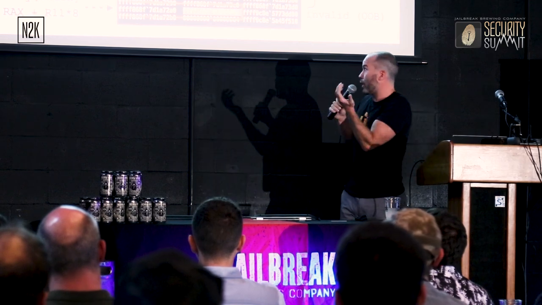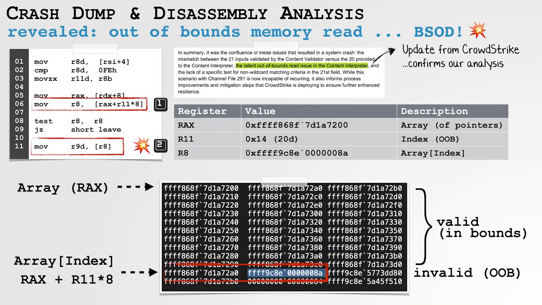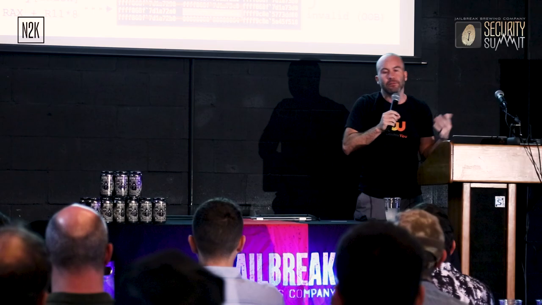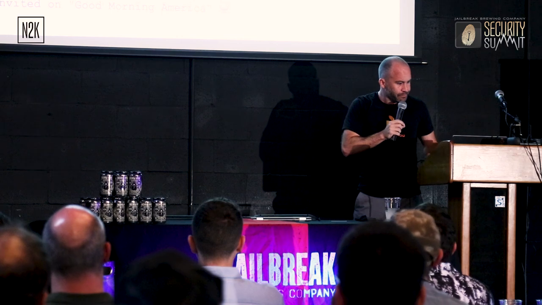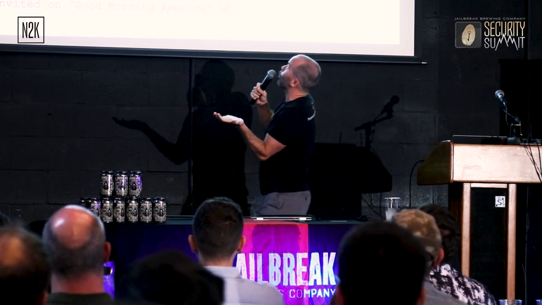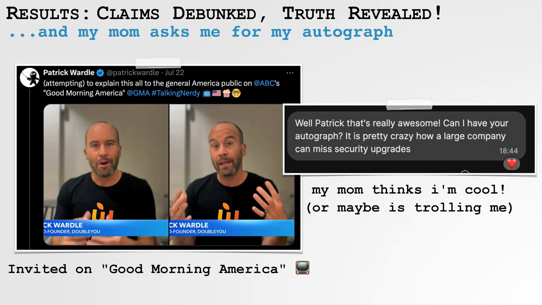And so this was the conclusion we came to, which is basically that the CrowdStrike kernel driver for some reason was accessing memory outside of an array. And eventually, CrowdStrike actually provided confirmation of this after the fact, confirming our analysis. So the result was that we were able to debunk all the misinformation, people blaming Microsoft, people saying this was a null pointer exception, and so on.